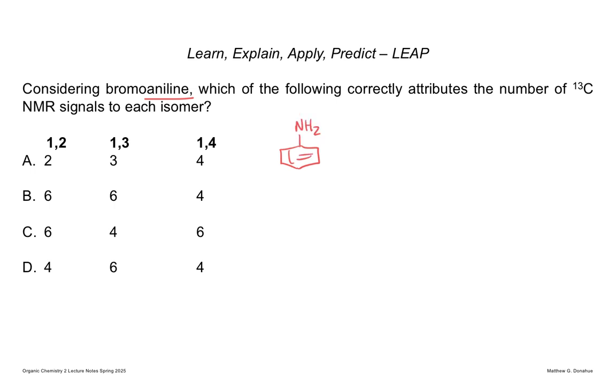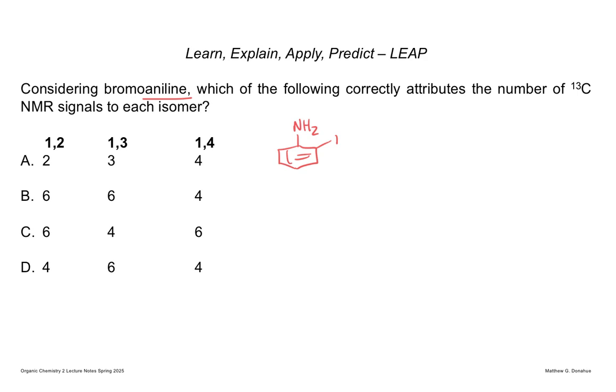So that would be aniline. This would be the orthobromoaniline. The meta is the 1-3 relationship, and then the para is the 1-4. So now, phrased slightly differently, under each isomer, how many C13 signals should each have?